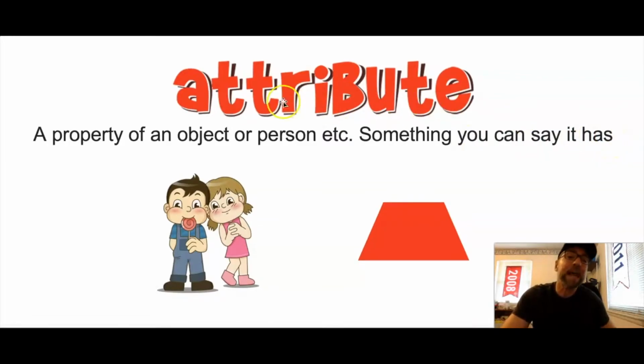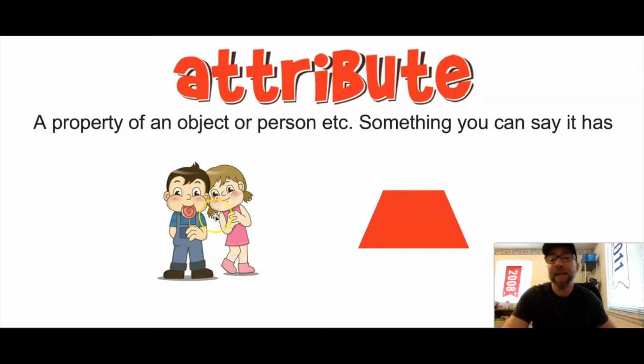So let's pronounce that word, attribute. Attribute. Attribute. Now you can see I have a little boy and a little girl, and we learned that they have attributes. The little boy has dark hair. The little girl has lighter hair. The little boy has black shoes. The little girl has pink shoes. So they are all the attributes. They are what makes them special.